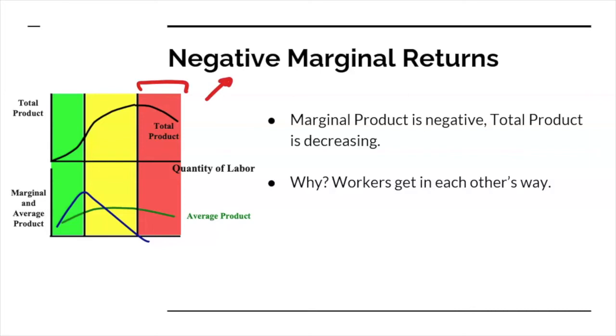This leads us to our third stage, negative marginal returns, and this is in red over here. If you notice, our marginal product is now below the x-axis, it's negative. And so when our marginal product is negative, our total product is also going to start decreasing. Why? Well, we hired too many workers, and they're starting to get in each other's way. This should make sense: as we hire more workers, eventually each worker is going to add negative returns. They're actually going to start taking away from the total product, which means our marginal product becomes negative, which means our total product actually starts to fall.